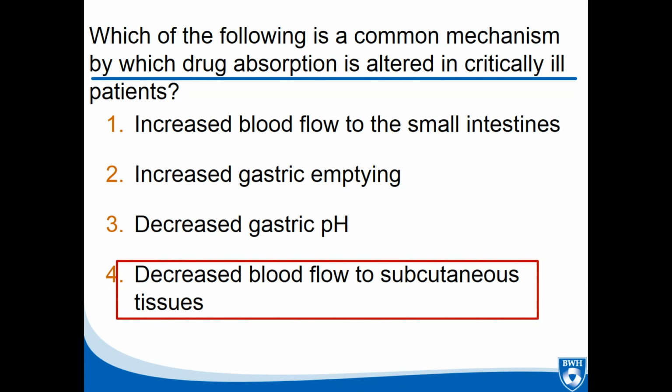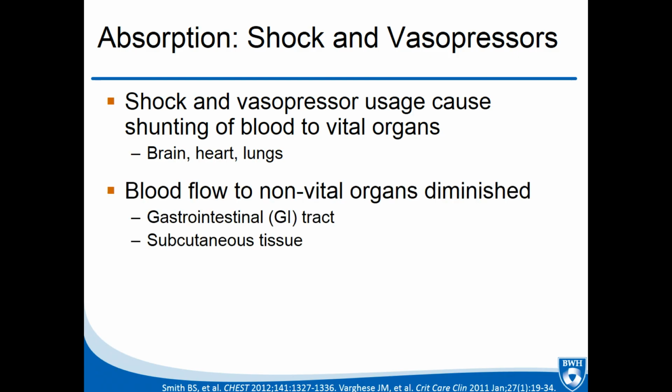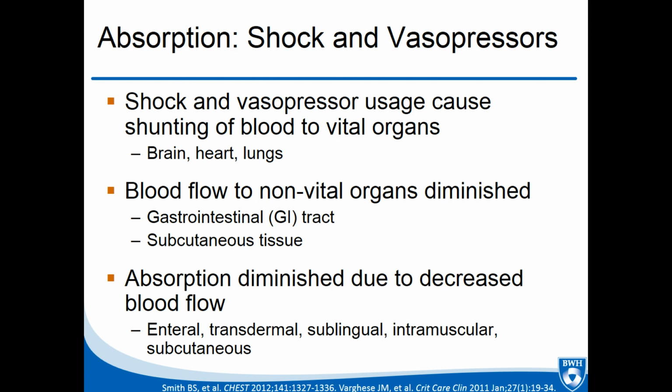And that could be due to the disease state or, say, medications used for stress ulcer prophylaxis. So I'd like to display the real-world consequence of this decreased blood flow to subcutaneous tissues in a couple of slides. First, we want to cover the overall role of shock and vasopressors on absorption, because they will shunt blood towards our most vital organs, the brain, the lungs, and the heart, thus leaving some of the non-vital organs, the GI tract and the subcutaneous tissue, with diminished blood flow, and the absorption will be diminished due to that decreased blood flow.